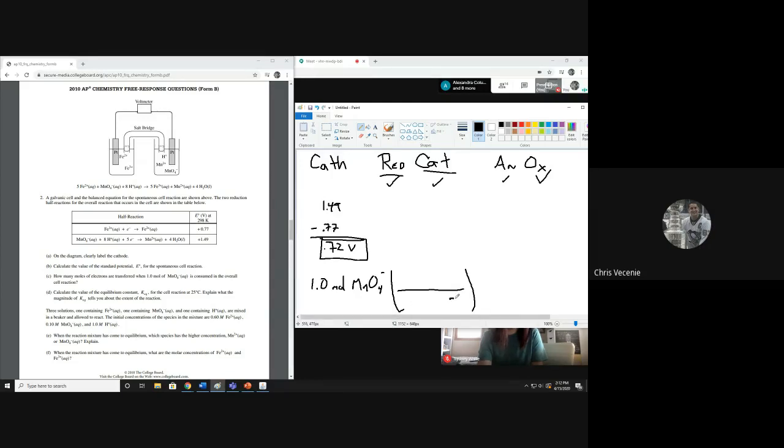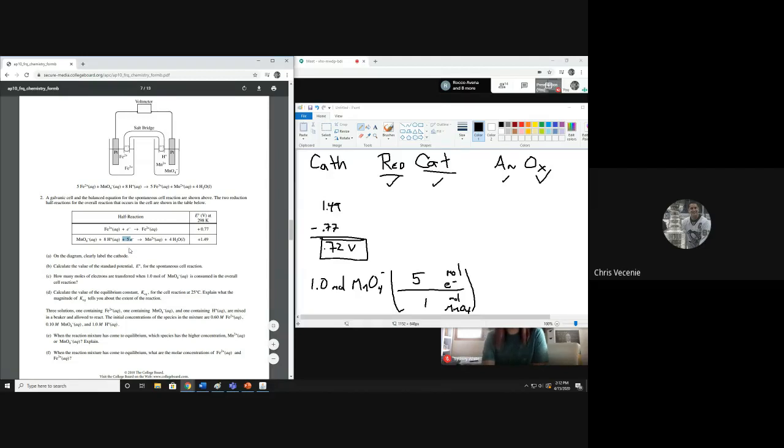So what's the MnO4⁻ on the bottom? Yeah, so that's a 1, right? Because of the lack of a coefficient in front of that guy. And what is the mole of electron coefficient? 5. That's a 5. And she got that from right here.